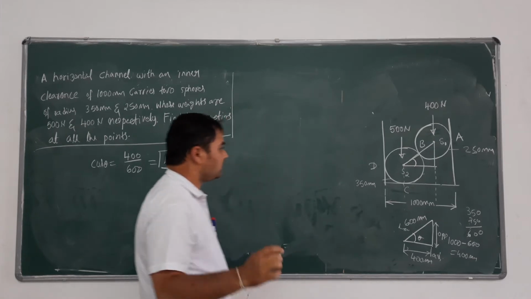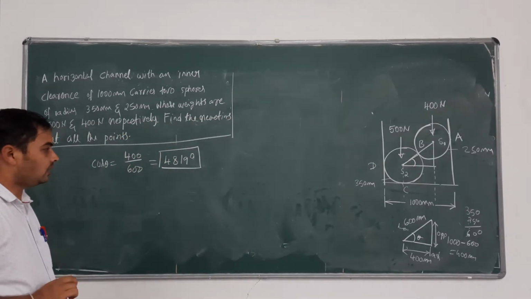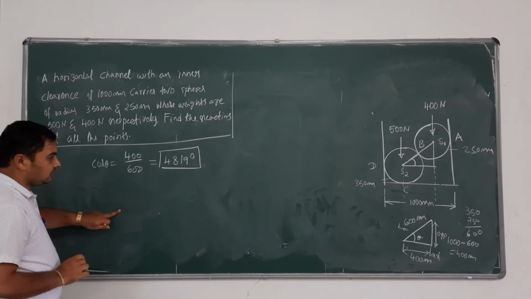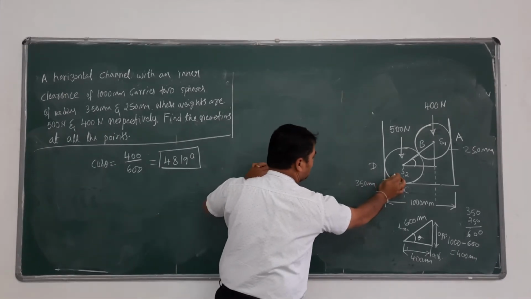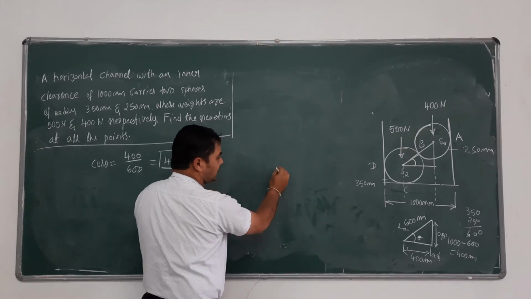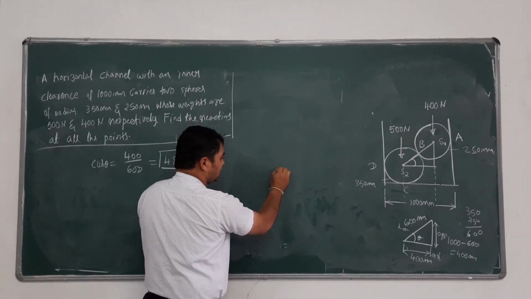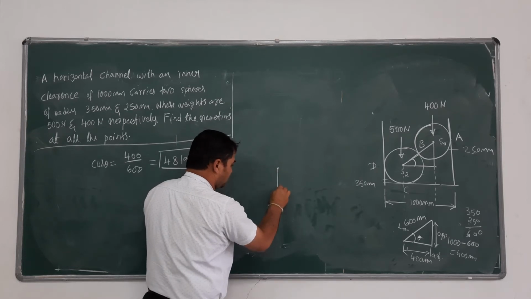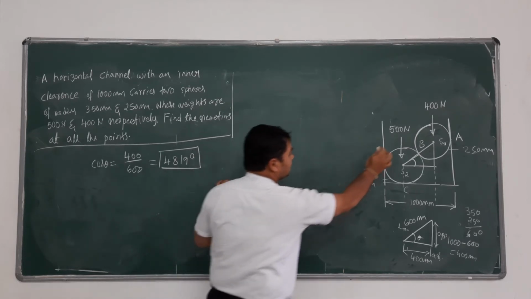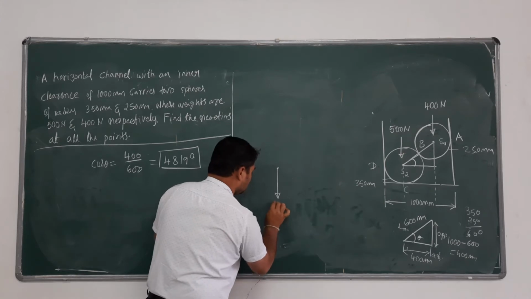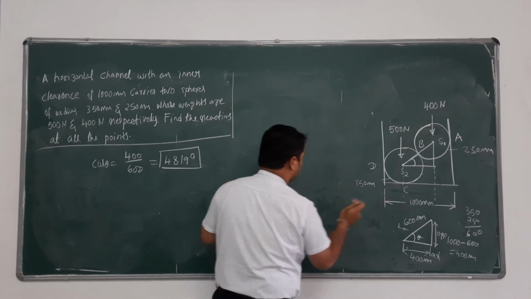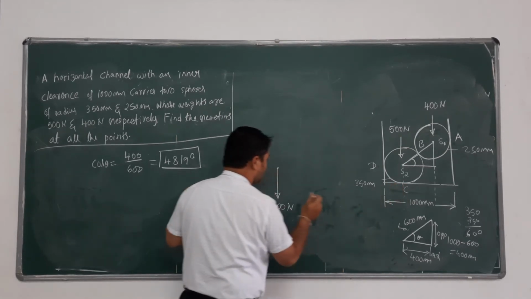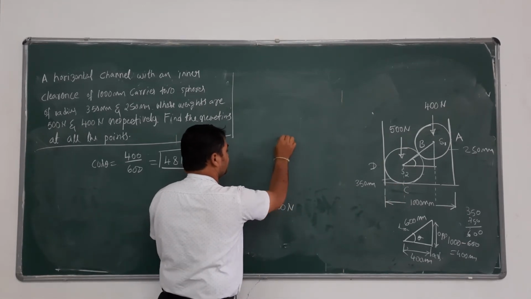So let us write down the free body diagram for sphere 1 and 2 separately. I'll write down the free body diagram here for sphere 2. What are the forces acting on sphere 2? First, its self-weight always acts in the downward direction, that is 500 Newton. Next, the reaction at the contact point C, I'll call that RC, in the vertically upward direction.